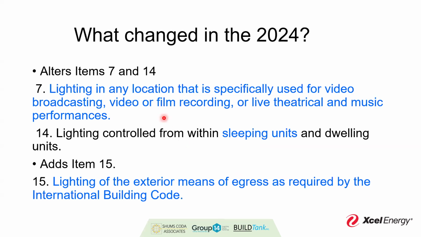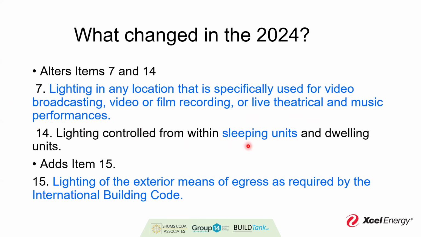So what happened in the 24 code for this section? Well, we alter items 7 and 14, and I have them highlighted for you in blue here, where item 7 goes from just theatrical, any sort of use for that, but now it's a little bit more specific to video, broadcasting equipment, or live or theatrical music performances. So we get a little bit more refined scoping in item number 7.